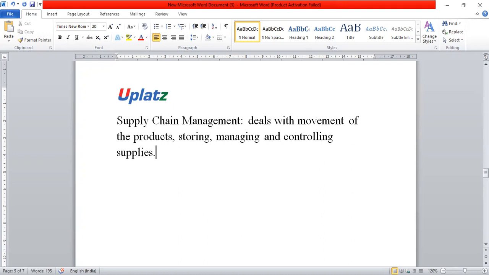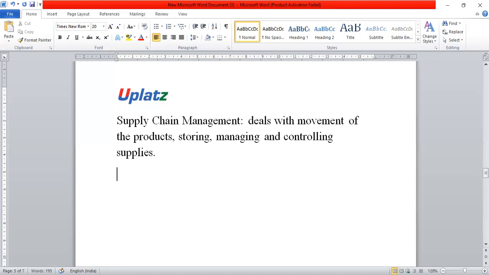It deals with movement of the products from one place to another place. There are a lot of key players in the supply chain: suppliers of the raw materials, manufacturers, distributors, retailers, and consumers. All these people are called the supply chain. And this supply chain management mainly deals with movement of the products. Products have to be moved from manufacturer to distributor, distributor to retailer, retailer to consumer, and in between they have to be stored also. The total movement of the goods is the work of this supply chain management.